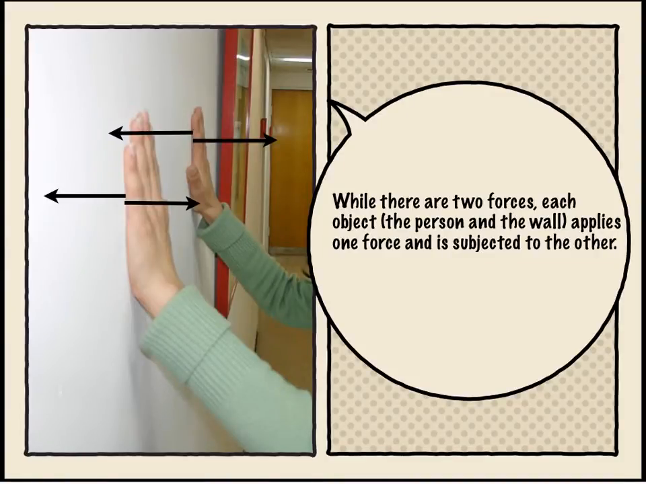This picture shows that the hands are pushing the wall in one direction, but are being pushed by the wall in the opposite direction. While there are two forces, each object, the person and the wall, applies one force and is subjected to the other.